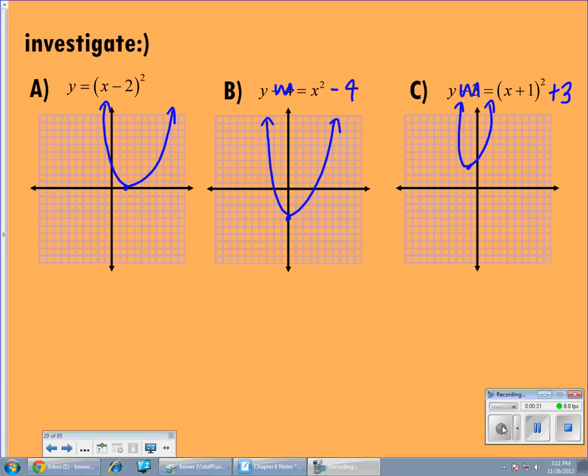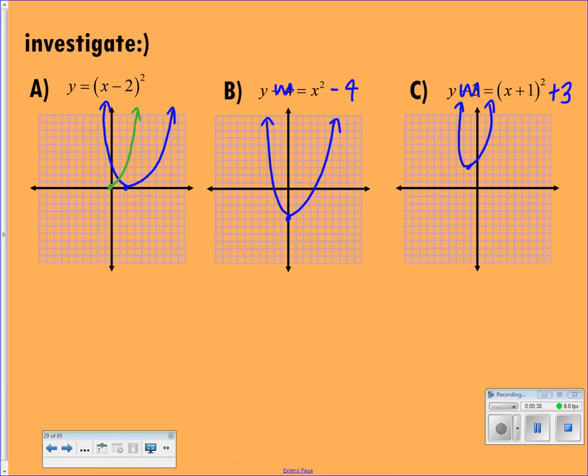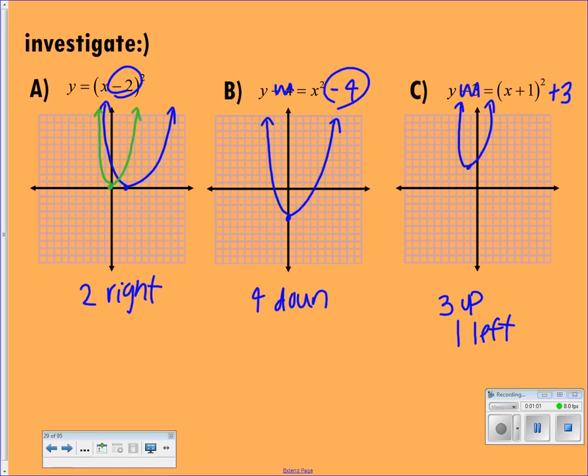So you should have gotten graphs that looked like these 3, so we can talk about the relationship in comparison to a normal parabola, which always goes through 0, 0. You should be able to see easily that this first one, graph A, is shifted 2 to the right. The second one is shifted 4 down. And the third one is shifted 3 up and 1 left. Hopefully you kind of see that by looking at the -2, the -4, the +1, and the +3.